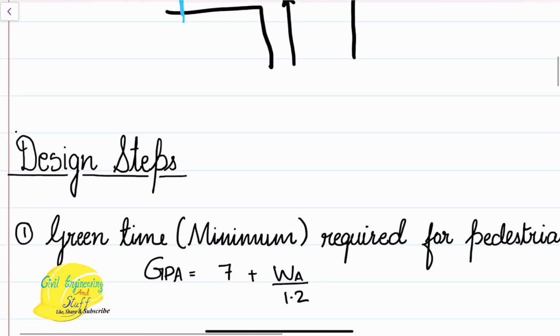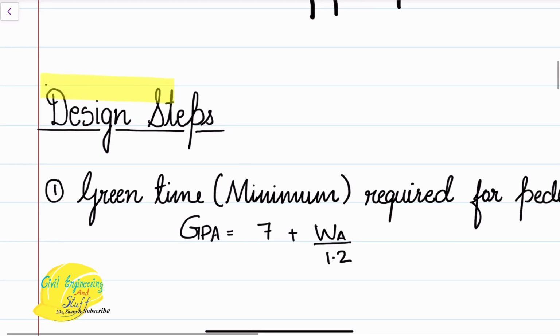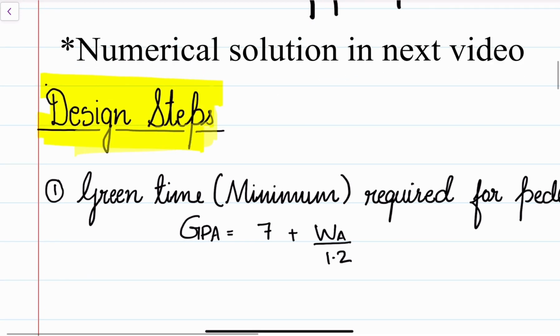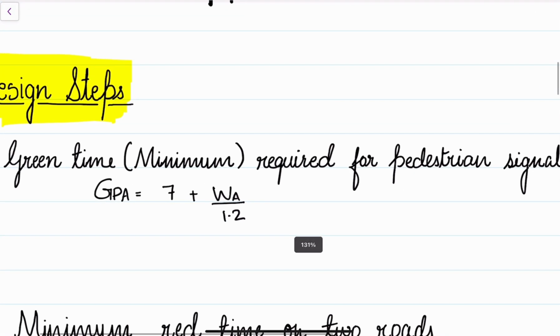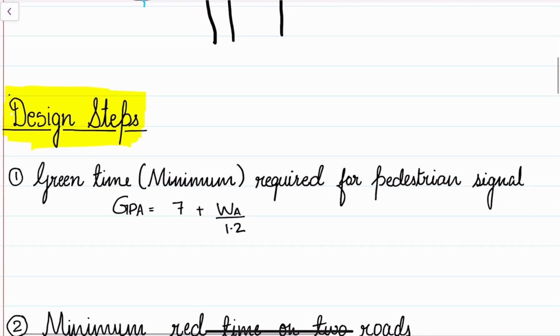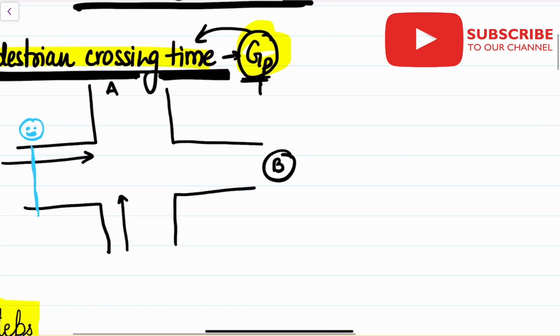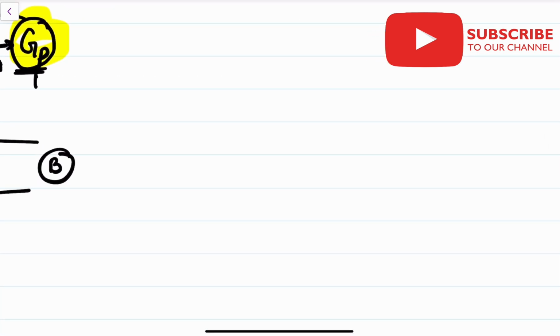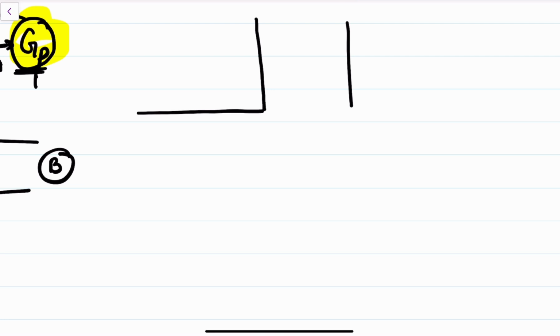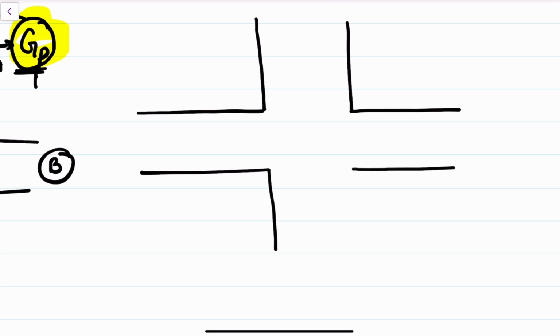All right. So let us discuss the design steps and then we'll do a numerical for a better understanding. Like I said, in the approximation method, we consider the time required for the pedestrian to cross the road section. Let me just discuss a few basic details also before I move ahead. So this is the road intersection. This is road A. This is road B.